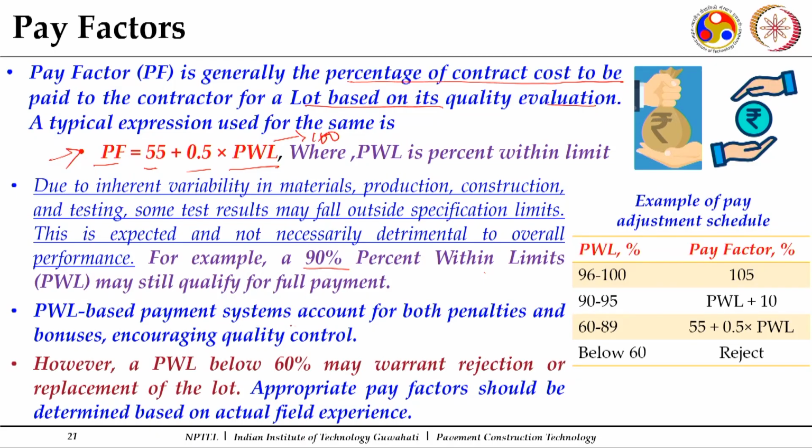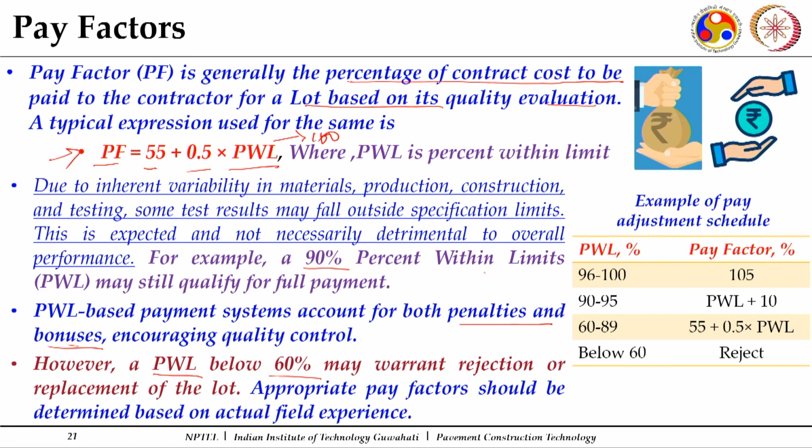These pay factors are developed on the basis of the experience we have with our mixes and our conditions of construction. This is one example taken from some other countries. Similarly, we can have pay factors for our particular projects also, and this may depend upon the size of the project. Percent within limits based payment systems account for both penalties and bonuses. I can even keep a clause that if the variability is less, some bonus should be awarded to the contractor, because he has made a lot of effort to reduce the variability. However, in general, a percent within limits below 60% is normally considered for rejection.